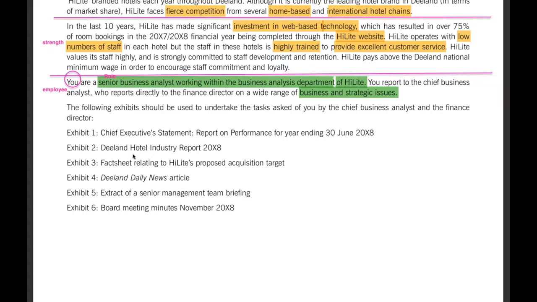Under exhibit number 2 is the Zealand Hotel Industry Report 2000X8. Basically, what is it talking about? It says here, Zealand Hotel Industry Report. So it's about the hotel industry in Zealand. It's not focusing only on Highlight, but on the overall hotel industry in Zealand. Then exhibit number 3 says here it is a fact sheet relating to Highlight's proposed acquisition target. So what does this actually tell you?